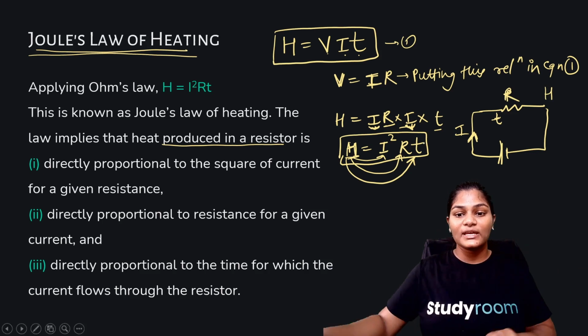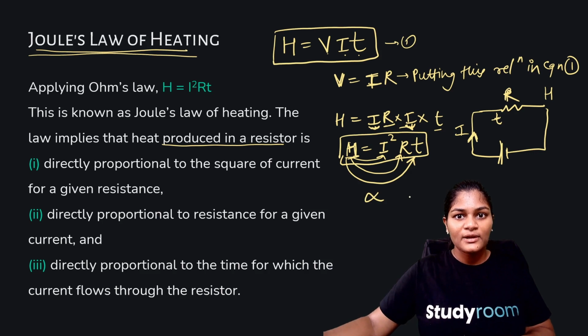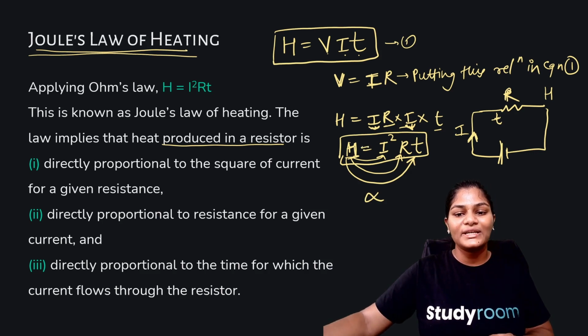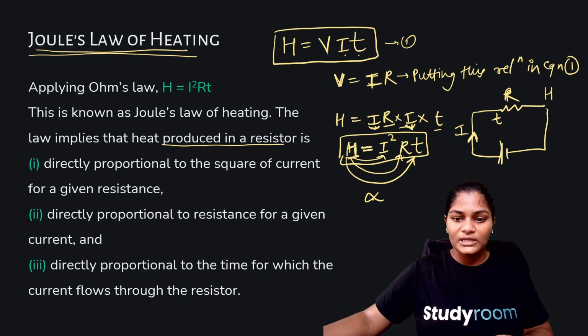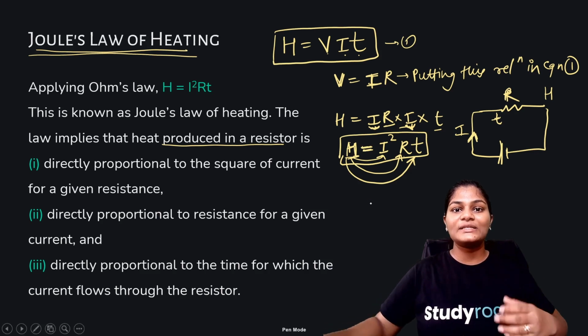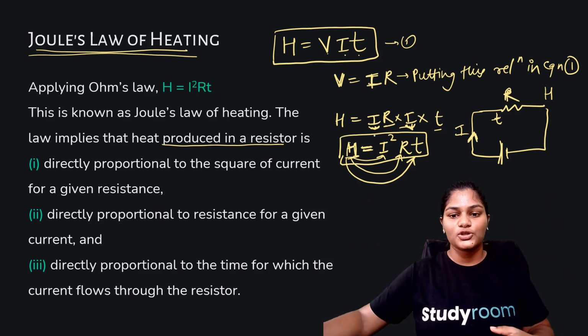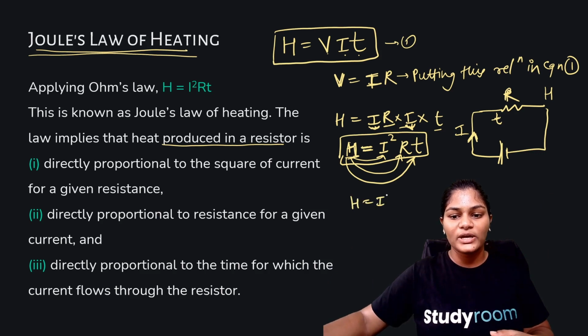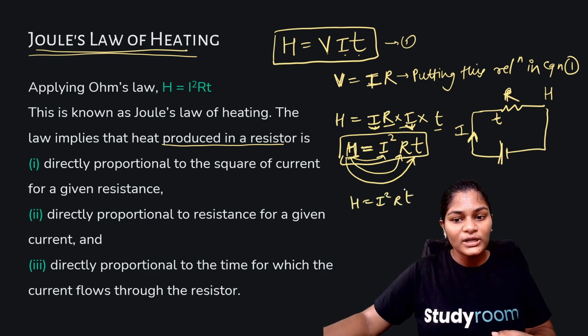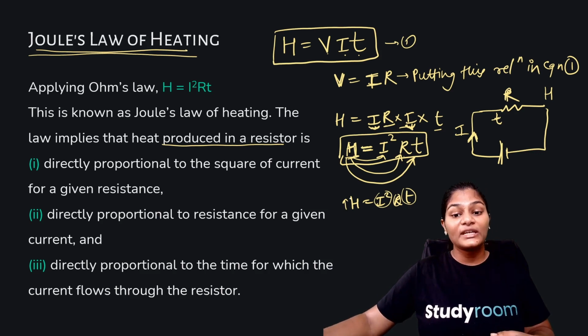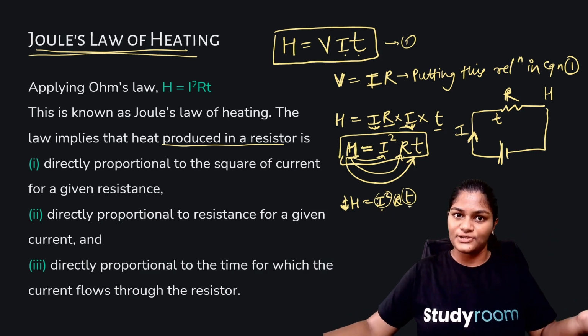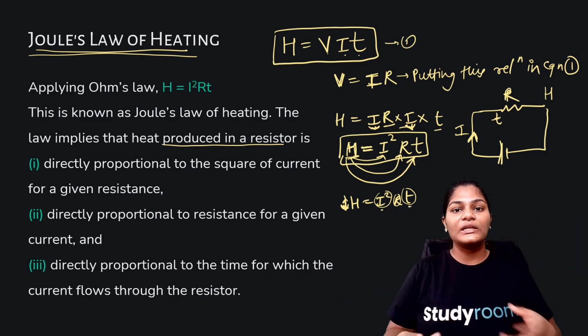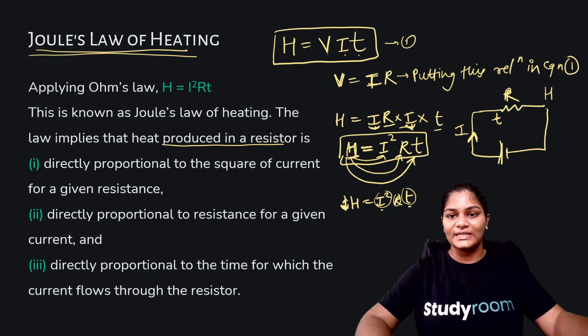Here, even though there is no proportionality sign, we are saying proportional to because it is actually equal. What does proportional to mean? Proportional to means that when one increases, the other increases. So here, because H is equal to I square RT, if I increase T, H increases. If I increase R, H increases. If I increase I, H increases. If I decrease R, H decreases. If I decrease I, H decreases. If I decrease T, H decreases. So that is how I mean to say that it's proportional to all of these.